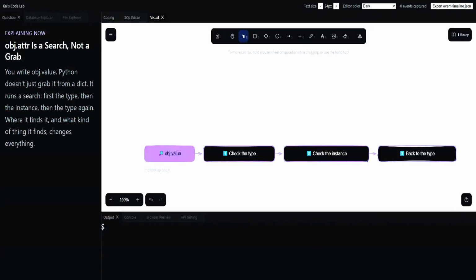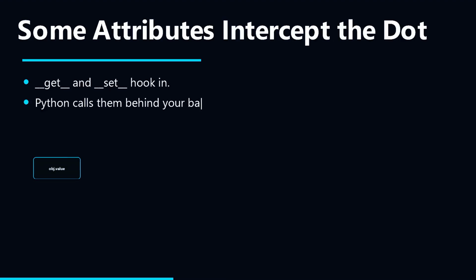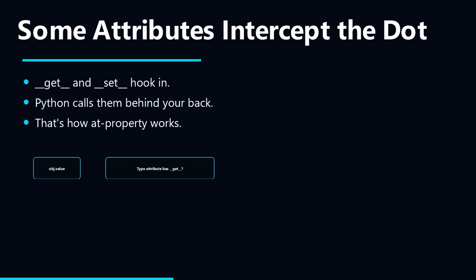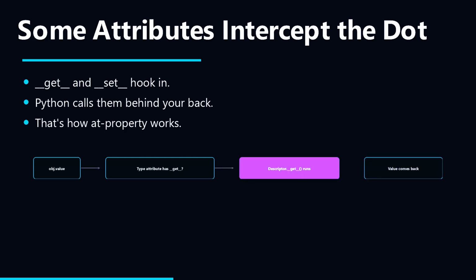You write obj.value. Python doesn't just grab it from a dict. It runs a search, first the type, then the instance, then the type again. Where it finds it, and what kind of thing it finds changes everything. Picture a front desk that intercepts your mail before it reaches your desk, opens it, maybe edits it, then hands it over. Some class attributes work the same way. They're objects carrying a __get__ and a __set__ method. Python routes every dot access through them first. That's the mechanism behind a property and every magic ORM field.